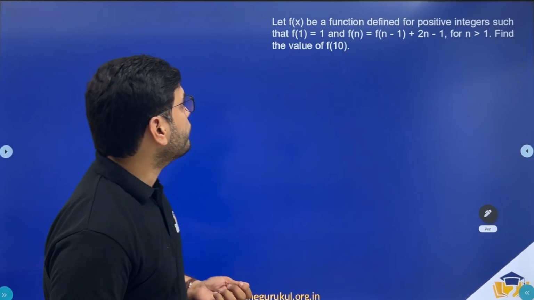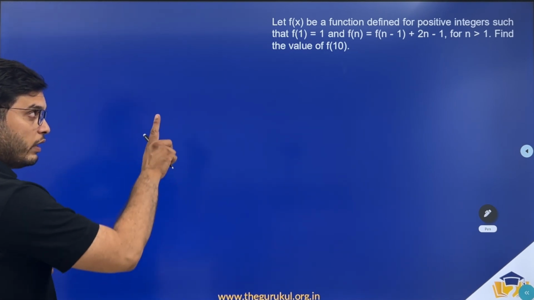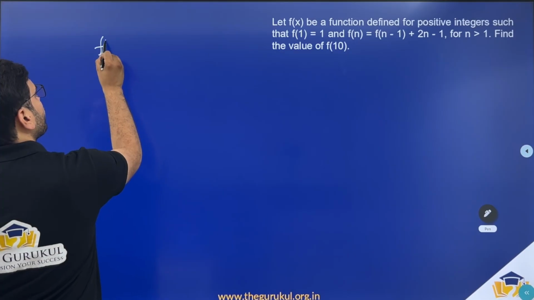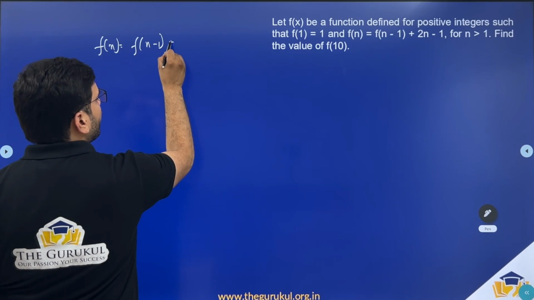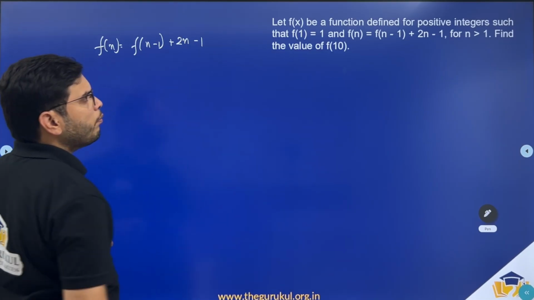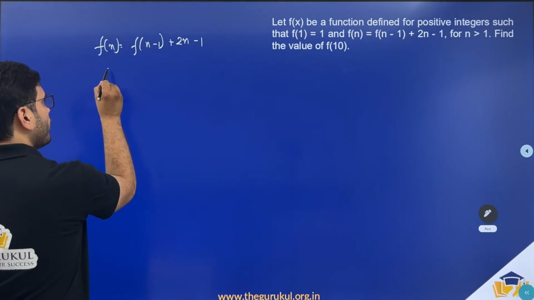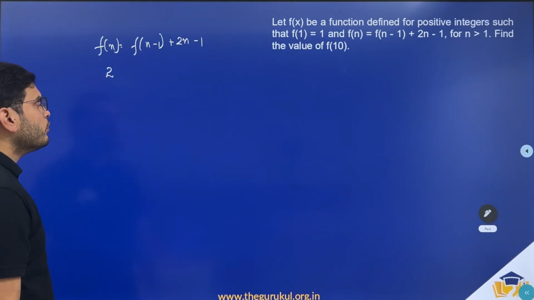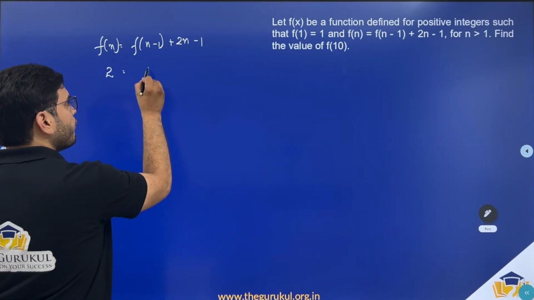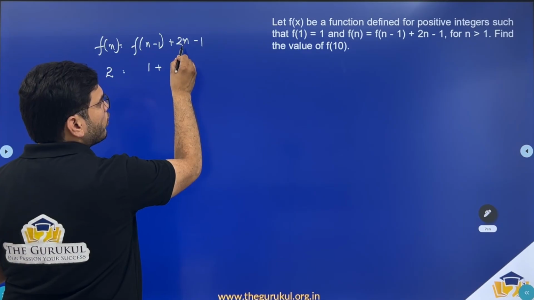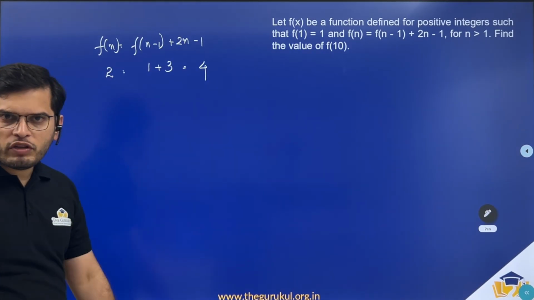Now coming to the fourth question. Let f of x be a function defined for positive integers such that f of 1 is equal to 1 and f of n is equal to f of n minus 1 plus 2n minus 1 for n greater than 1. Find the value of f of 10, right? So let us find the value of f of 2, right? So this will be f of 2 minus 1, f of 1, the value is given to be 1, plus 2 into 2, 4, minus 1, 3. So this is 4. So f of 2 is equal to 4.